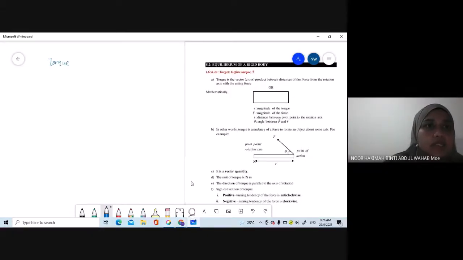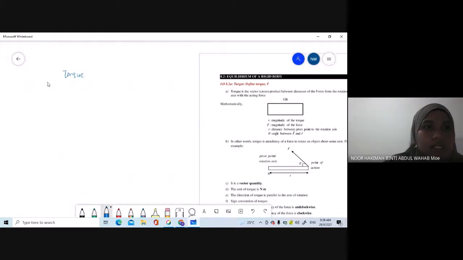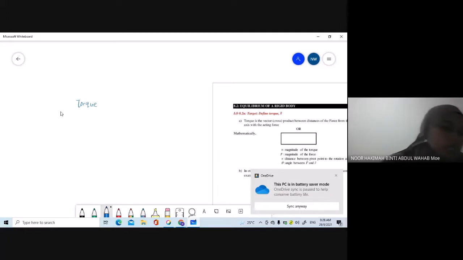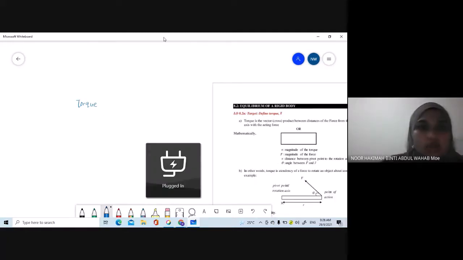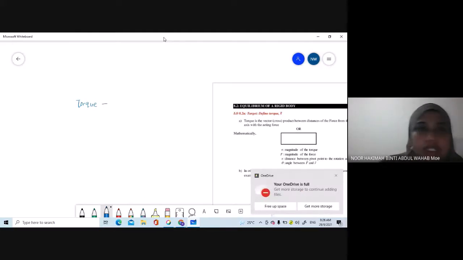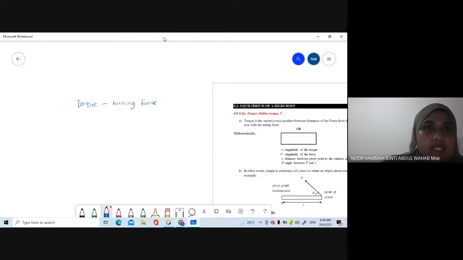Okay, so torque is something that causes a rigid body to rotate, or it's a turning force. A simple way to imagine it: torque is a turning force. What is the difference between torque and force?